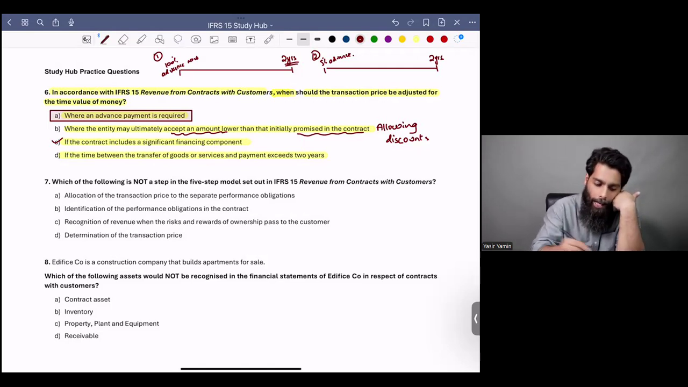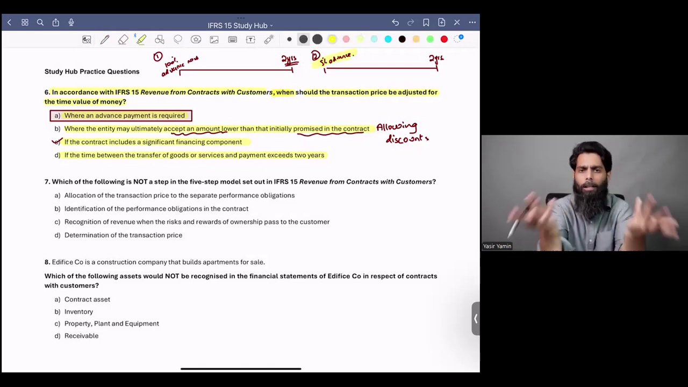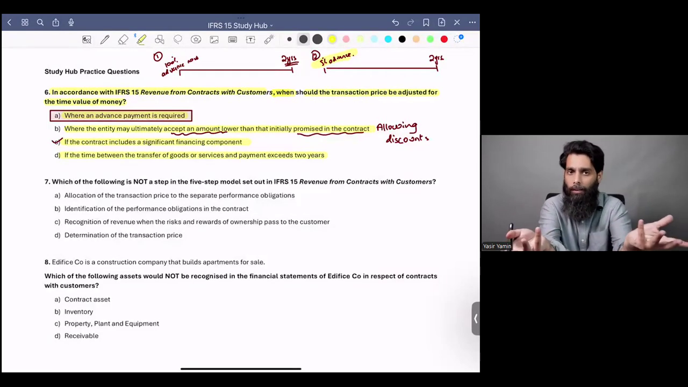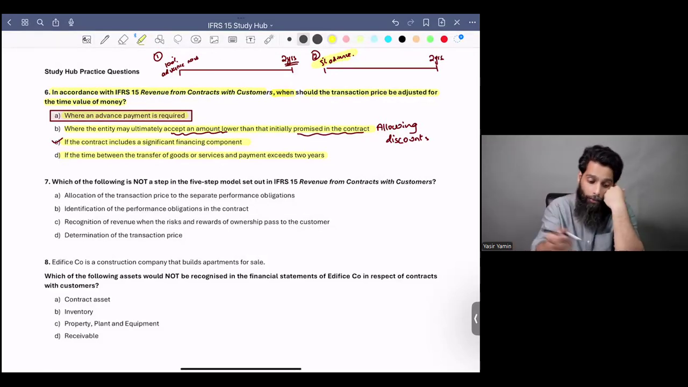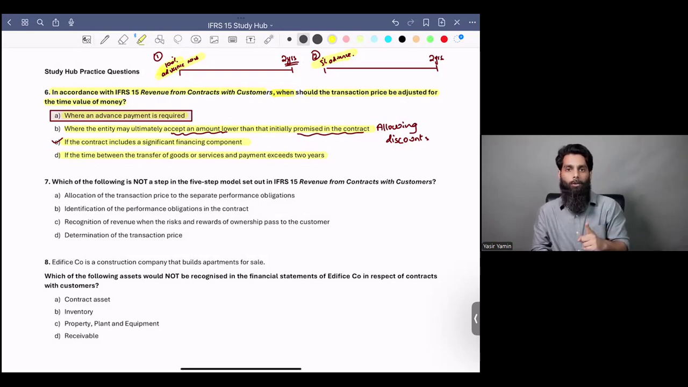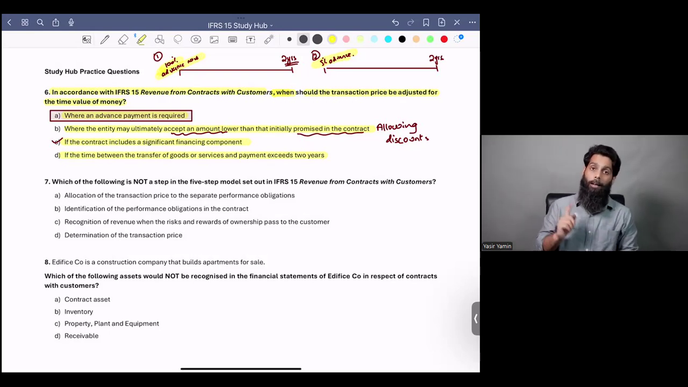You see, taking a 5% advance is pretty normal. It does not provide anyone with a financing benefit, not the payer, not the receiver. But if it was written that there is a 100% advance, you would have assumed that the seller is being financed. Make sense? So why is A not the answer?